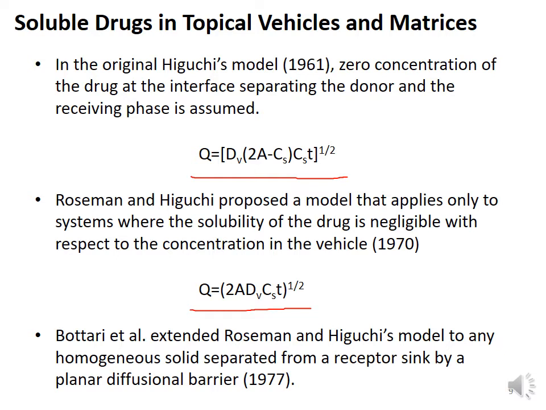Bottari et al. extended Rosman and Higuchi's model to any homogeneous solid separated from a receptor sink by a planar diffusional barrier. This means that in Bottari's model they do not assume zero concentration of the drug at the interface separating the donor and the receiving phase.